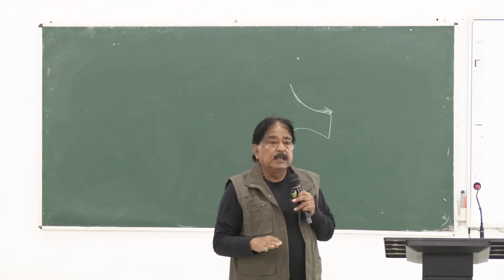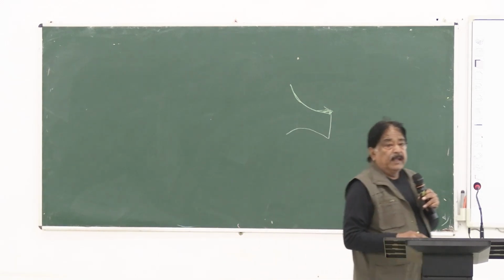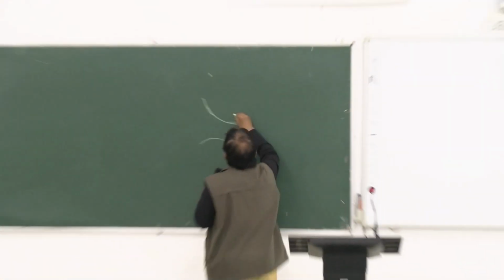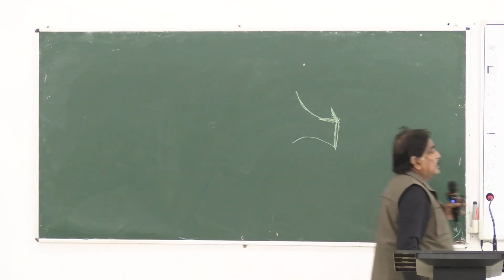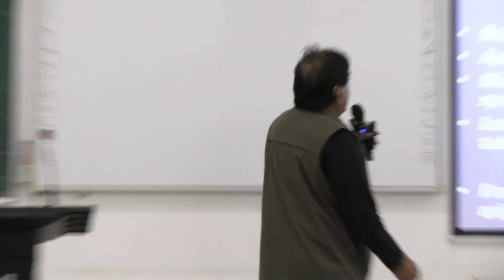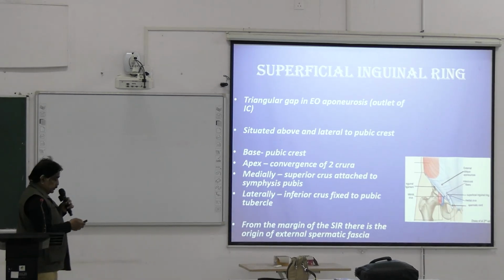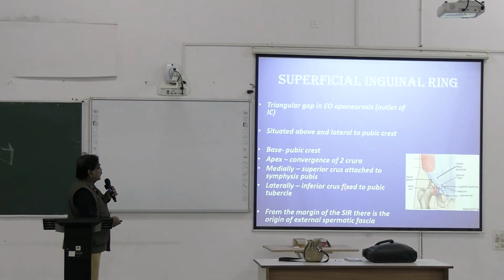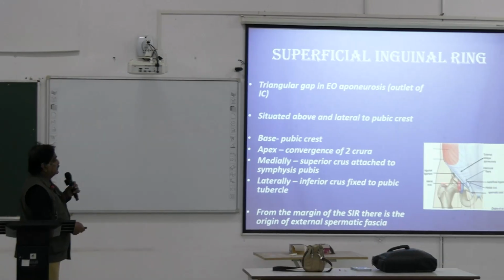into the muscle, the internal oblique, external oblique muscles, and then transversus abdominis is there. And now you have to see it's like a triangle like this. The base is the pubic crest and apex convergence of two crura, medially superior crus attached to symphysis pubis and laterally inferior crus fixed to the pubic tubercle. From the margin of the superficial inguinal ring, there is the origin of external spermatic fascia.